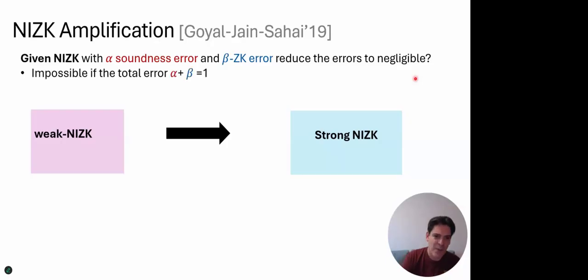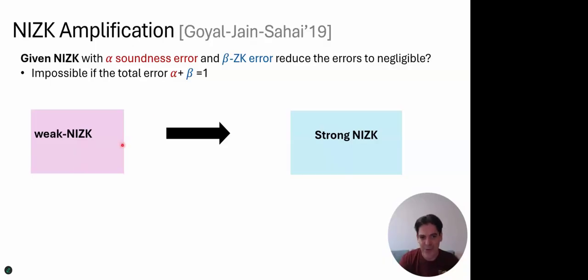And if you think about it a little bit, you'll see that this is impossible if the total error is 1. Okay? For example, we can have such a NISQ whose total error is 1 unconditionally, and therefore we cannot hope to turn it into a full-fledged NISQ. And one example of such a trivial NISQ is a NISQ in which, with probability beta, we completely leak the witness, and otherwise we keep it secret. We just say nothing, and you can see that this thing has exactly alpha soundness error and beta zero-knowledge error. So we have to assume that the total error is smaller than 1, or in other words, that there is some level of security.